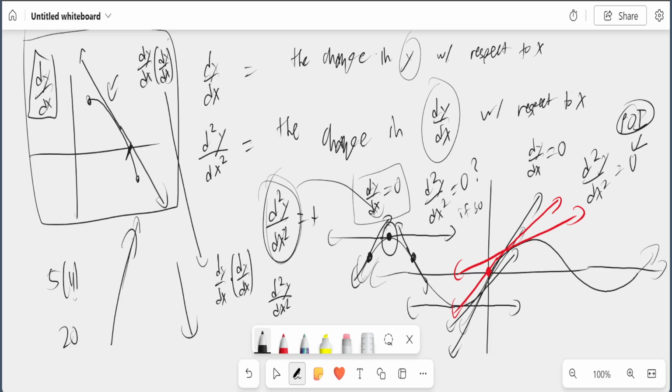Well, we know that y double prime is the change in dy dx, right? So the change in dy dx, or y double prime, has to be negative at this point right here, because it has to go from positive to negative.